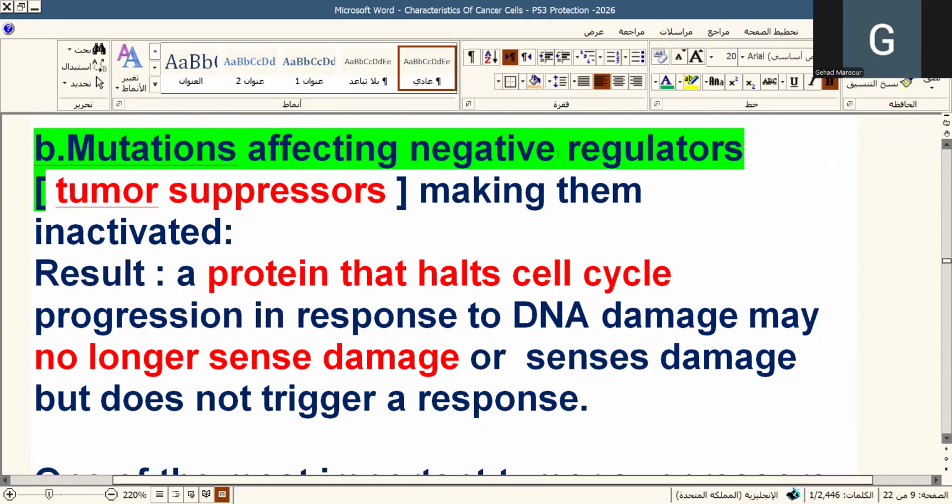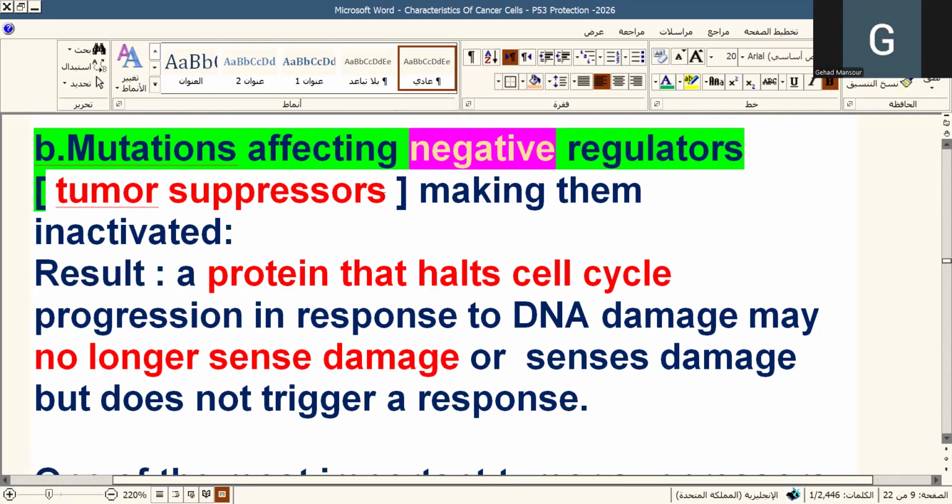Of course, the negative regulators of the cell cycle, when they are functioning properly, are supposed to prevent cancer, because they are negative regulators, meaning that they will stop the cell cycle. They will prevent the cell from progressing in the cell cycle if they discover any abnormality. So the negative cell cycle regulators are considered suppressors of cancer, or tumor suppressors.